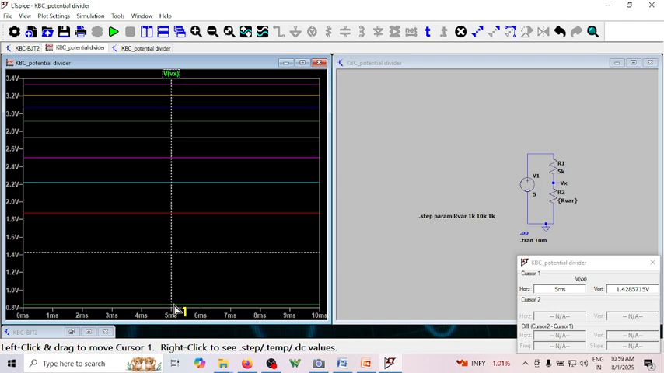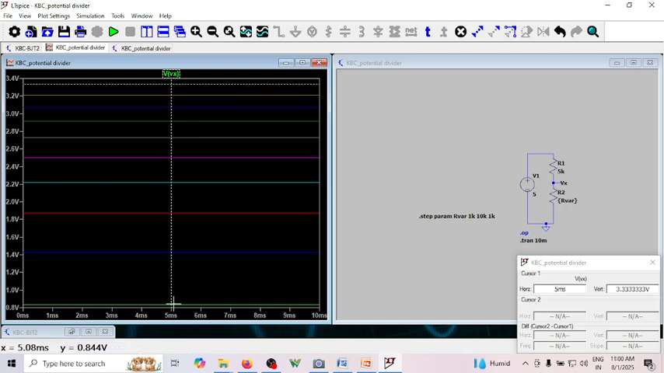Press the arrow key. It is for R2 equal to 2K, R2 equal to 3K, R2 equal to 4K, R2 equal to 5K. You can see we have got 2.5 as we saw earlier also. Then it's 6K, 7K, 8K, 9K, 10K. At 10K it is 3.3 as we saw earlier. This is how we can use a potential divider for dividing the voltage.